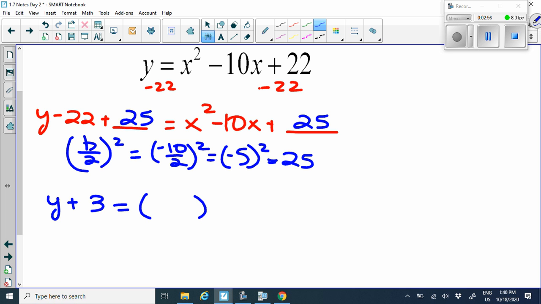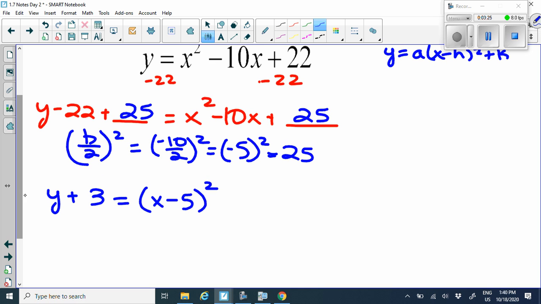So remember we do one set of parentheses. We're doing a square of a binomial. What's the square root of 25? That's going to be 5. Now notice our b term is negative, so we do need a negative and then 5 squared. Our last step is to move the 3 over, so we have that vertex form of y equals a times x minus h squared plus k. So I have now y equals x minus 5 squared, and notice that I'm putting the 3 at the end because that's my k value.